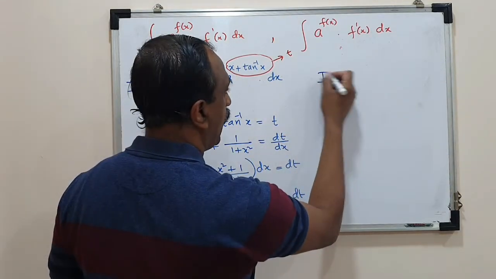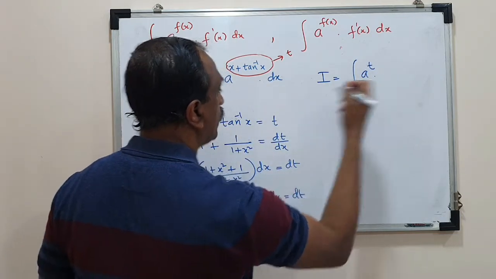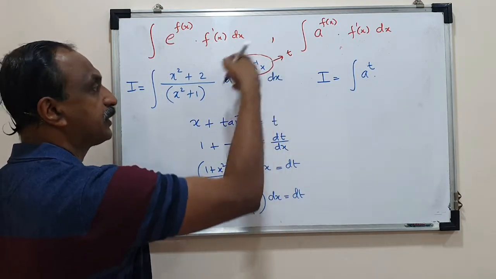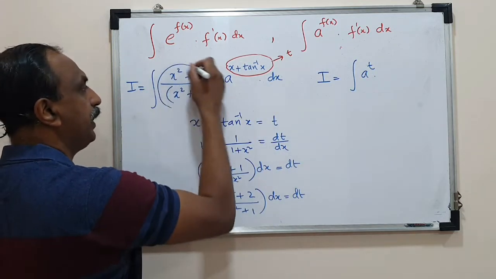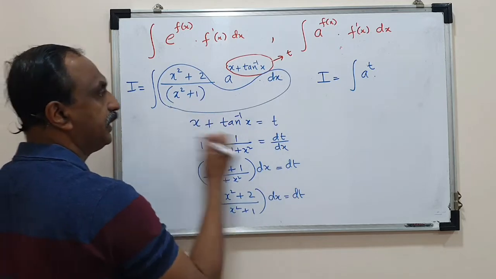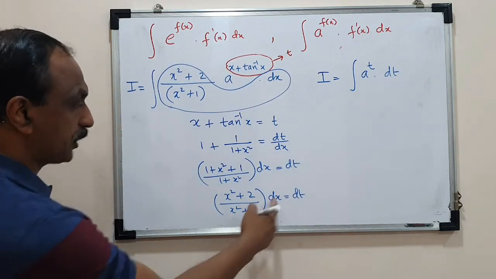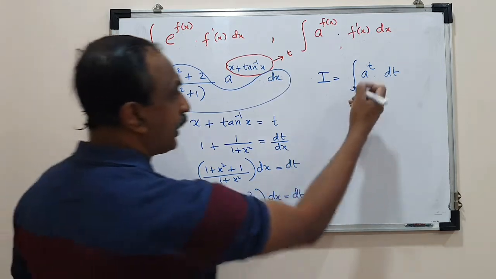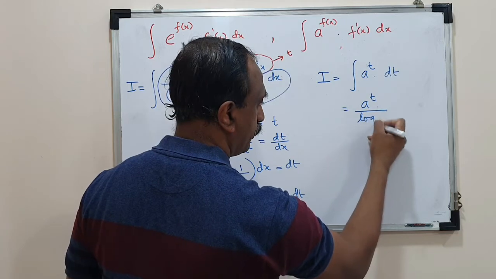So your integral I will become a to the power t. You must always notice that the function after substitution, I put that as the first term, and the remaining term will become dt. x square plus 2 upon x square plus 1 into dx became dt. Now I can integrate this: a raised to t upon log a plus c.